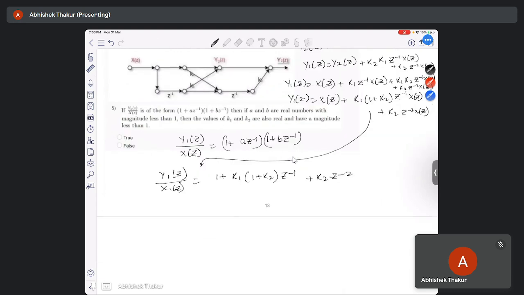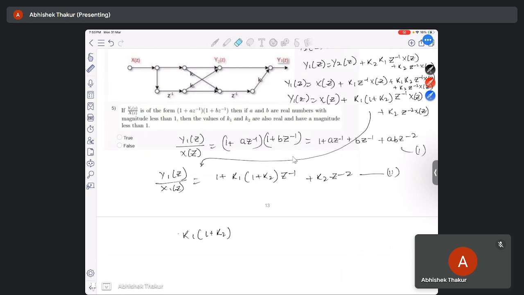Now, this, in the form given in the question, is 1 plus a z to the power of minus 1 plus b z to the power of minus 1 plus ab z to the power of minus 2. So, k1 1 plus k2. This is equation 1, this is equation 2.